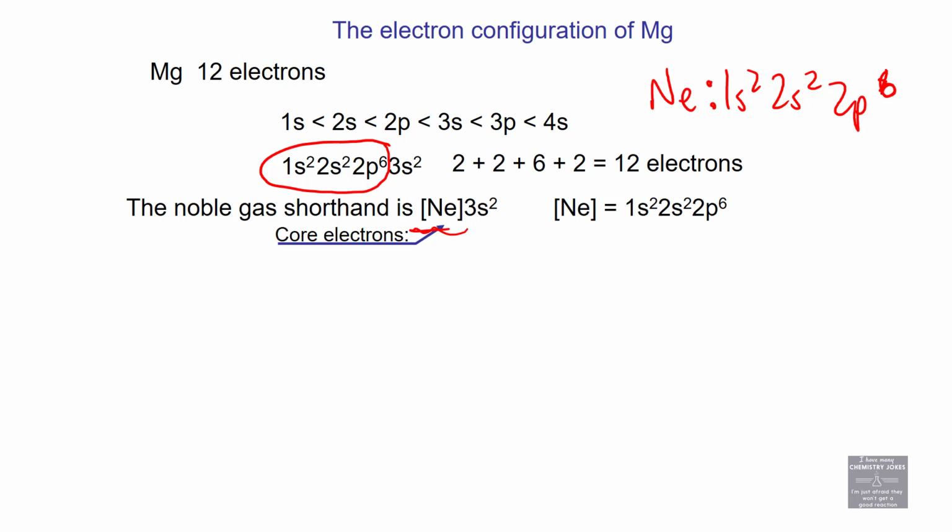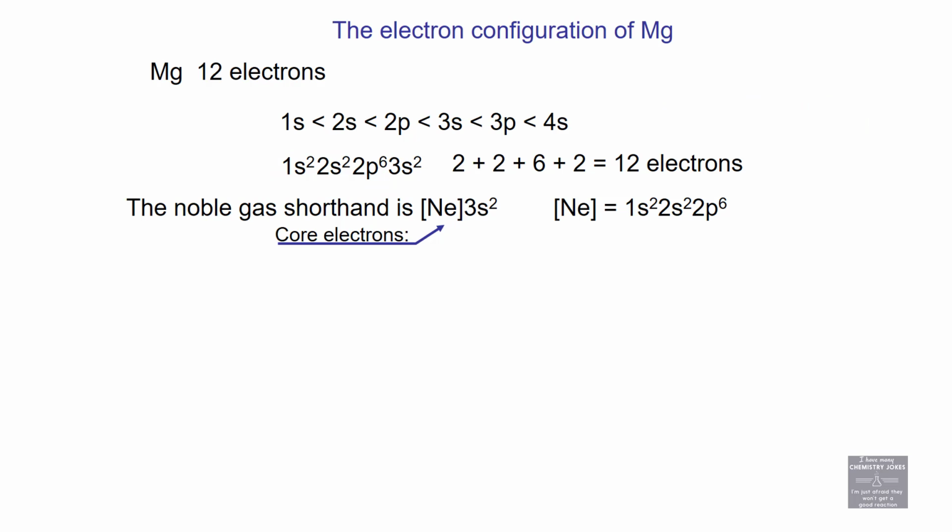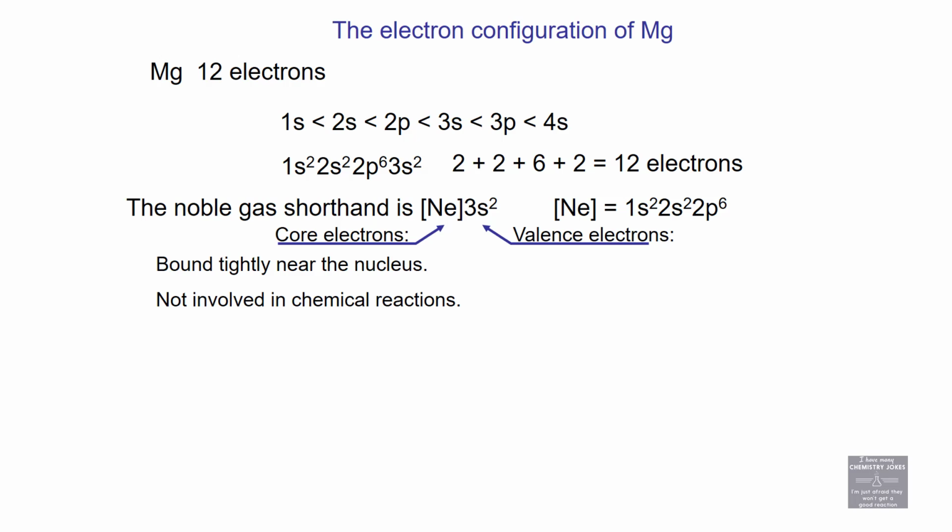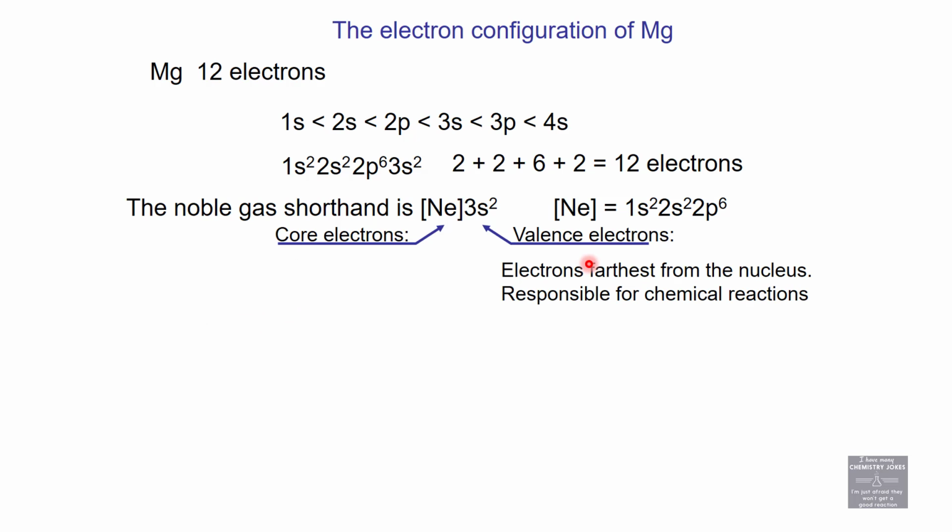So we call those neon electrons core electrons, and we would call those 3s2 the valence electrons. Magnesium has 2 valence electrons, 10 core electrons. Core electrons, remember, are held tightly to the nucleus, are closest to the nucleus. They don't get involved in chemical reactions. When we wrap up this atomic structure stuff, we're moving into Lewis structures. Lewis structures do not involve core electrons. They involve valence electrons only. The valence electrons are the things furthest from the nucleus. They're the things that are responsible for chemical reactions. When we draw Lewis structures, they're the things we're most concerned about.